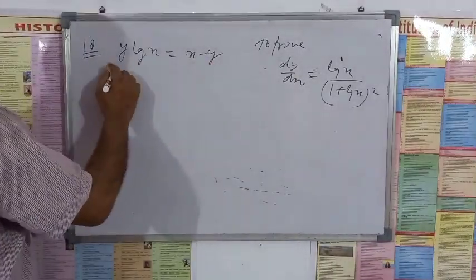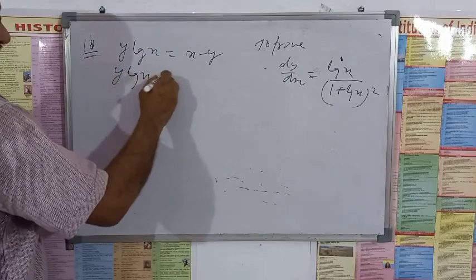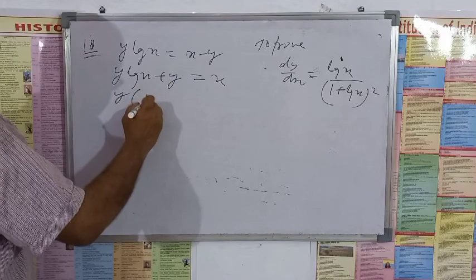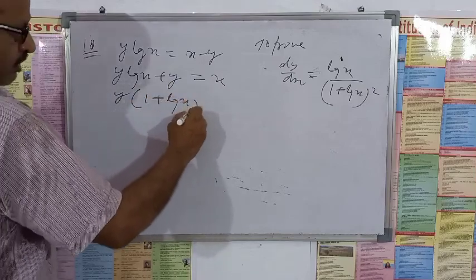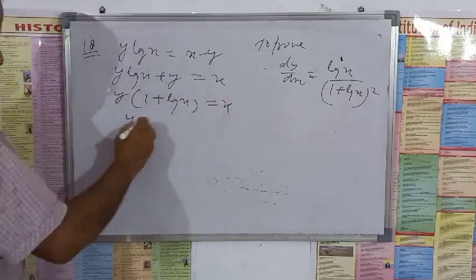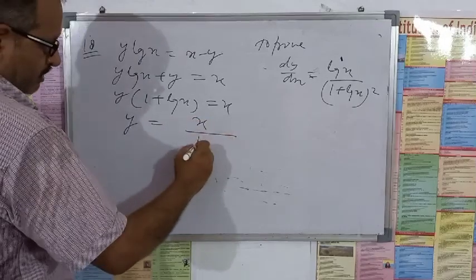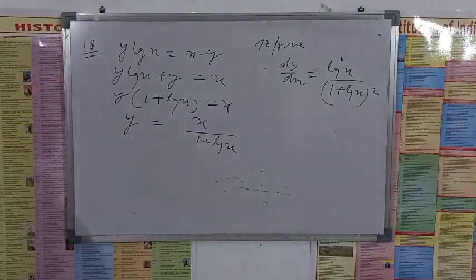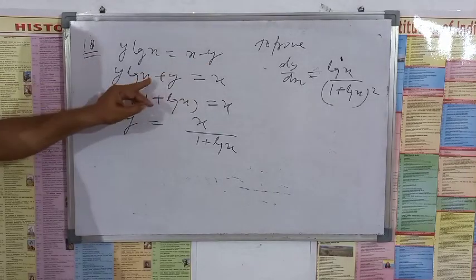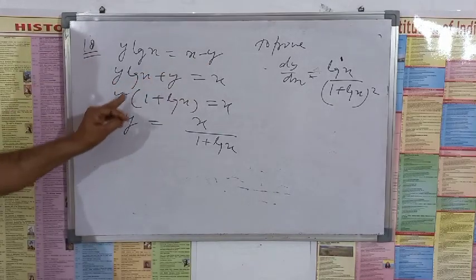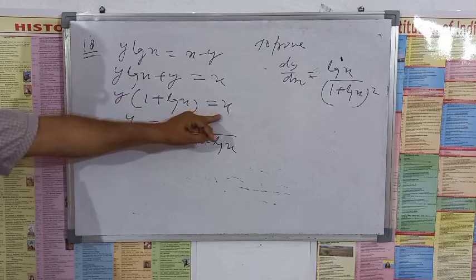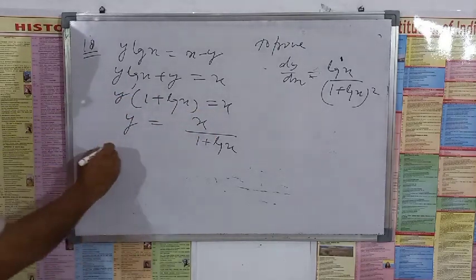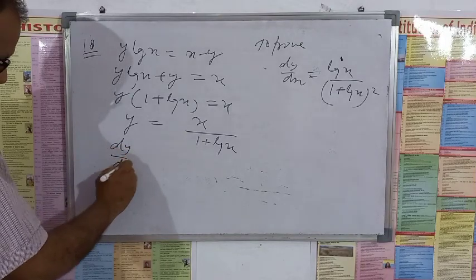So transpose by this side, y log x plus y is equal to x. Take y common, it will be y times 1 plus log x is equal to x. So what will be y? x upon 1 plus log x. Now differentiate it, dy by dx.